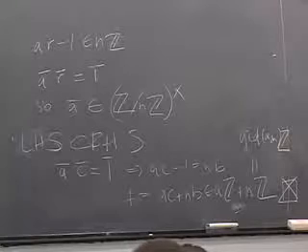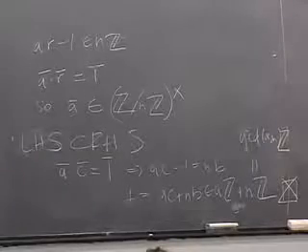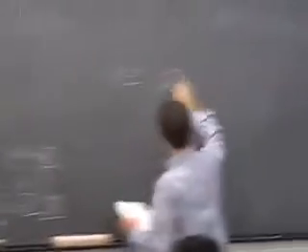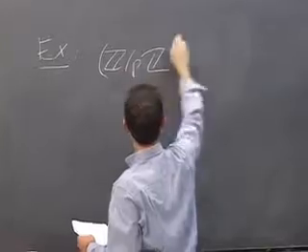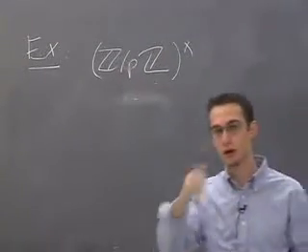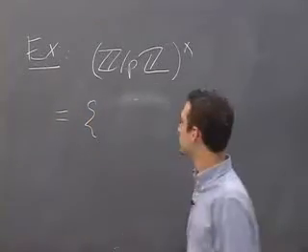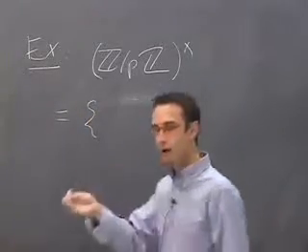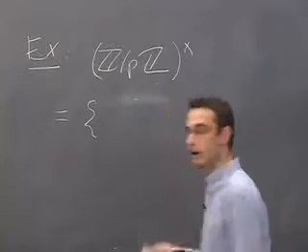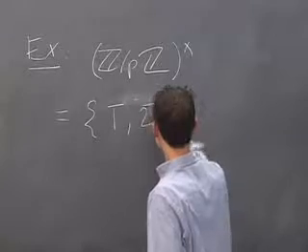This gives a sort of structure. So example. What does (Z mod pZ) cross look like? Everything except for 0. All of 1, 2, 3 up to p minus 1 are certainly relatively prime to p. So this is 1, 2.